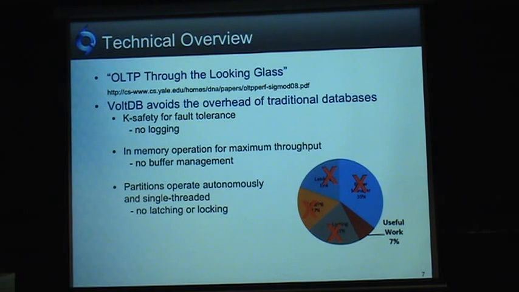And then to eliminate latching and locking, this is an interesting design decision. These partitions, which we'll talk about in a minute, in Volt, when a transaction's running in Volt, it's operating single-threaded. There's no latching and locking. So as a transaction enters the system and runs inside one of these Volt partitions, that transaction begins and ends on its own. There's no other transaction going on within that partition at the same time. So there's no need to worry about locking.